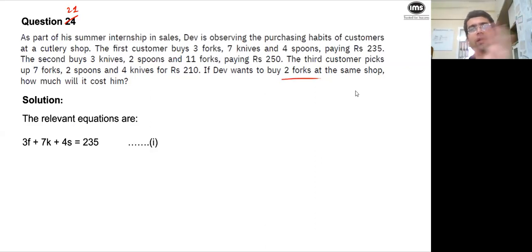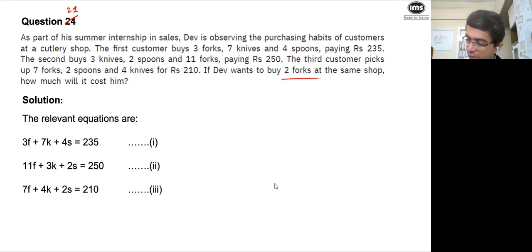No step-brotherly treatment to the 23 or 24 other alphabets in English. All are good. We like all of them. So why give only special treatment to X, Y, Z? Assume them as friendly ones. So F, K, and S. So the moment I find K, I know K stands for knives. So make three equations like these.